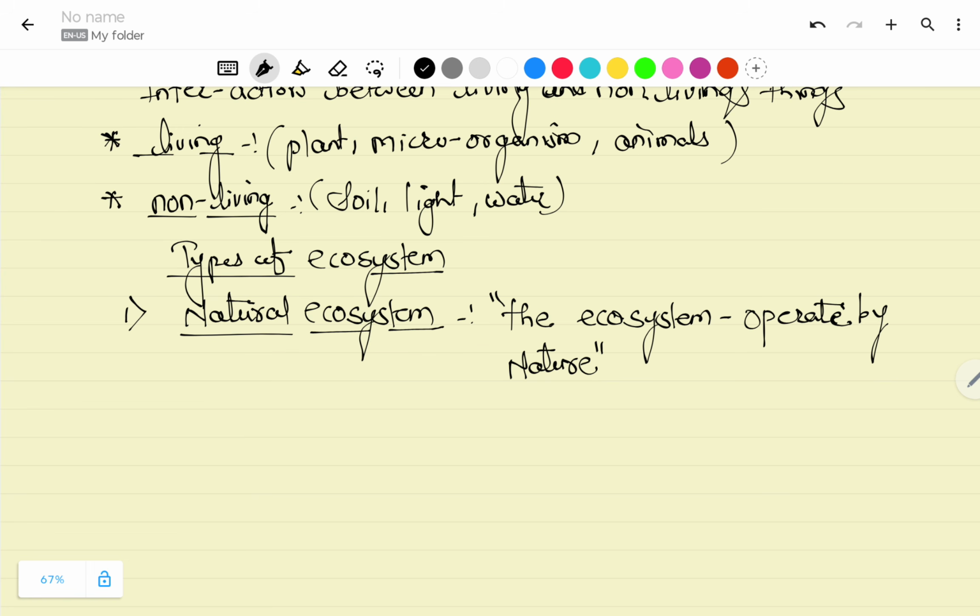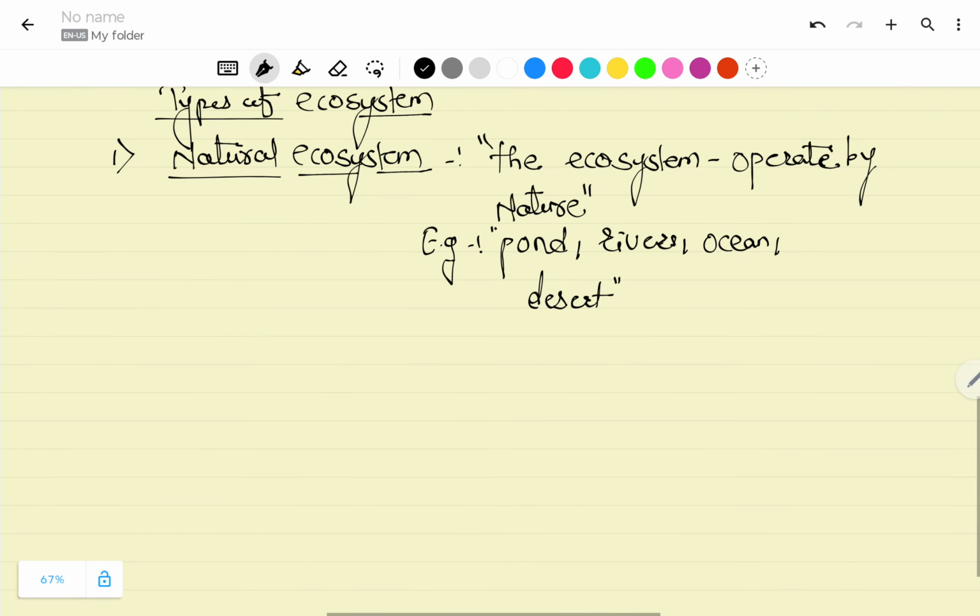What is an example of a natural ecosystem? Examples of the natural ecosystem are pond, river, ocean, lake, desert. So these are the basic examples of the natural ecosystem.